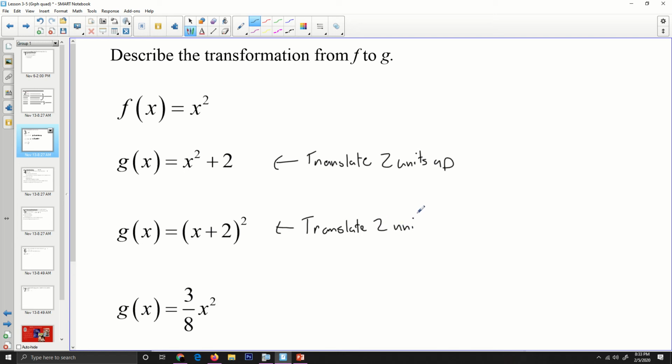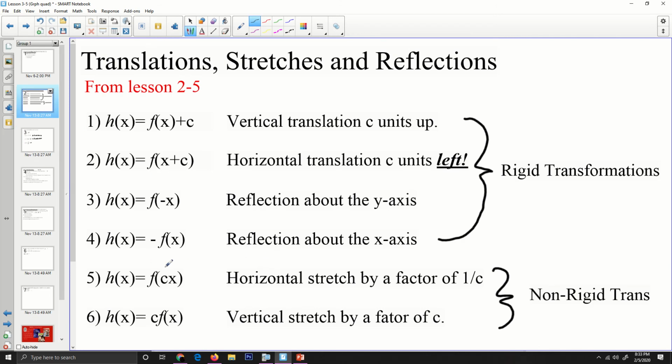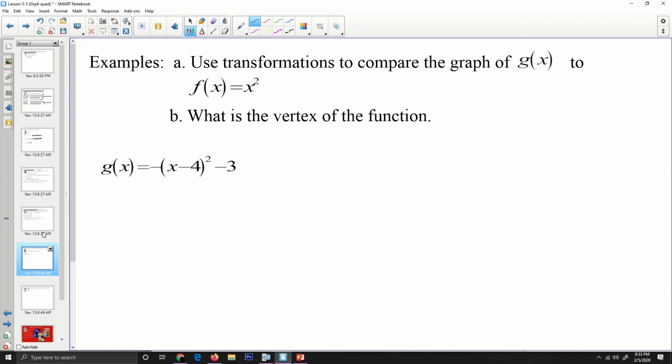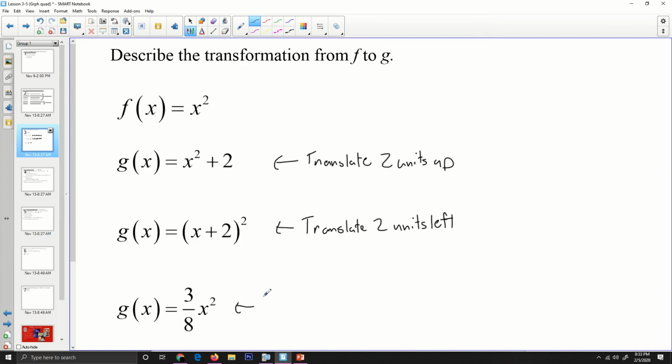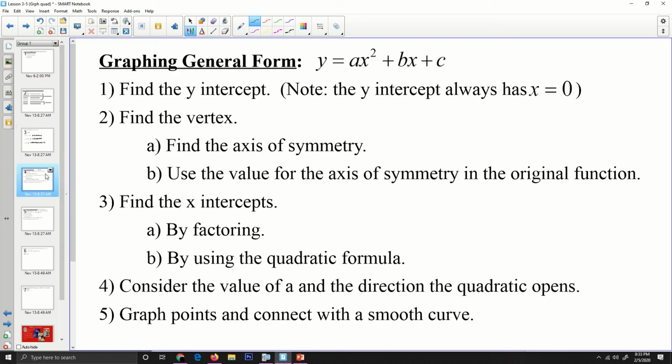2 units left. And here we are multiplying x squared by 8, or excuse me, 3 over 8. And so that is an instance of a non-rigid transformation where we are multiplying the function by a constant. So this is going to be a vertical stretch by a factor of 3 over 8.